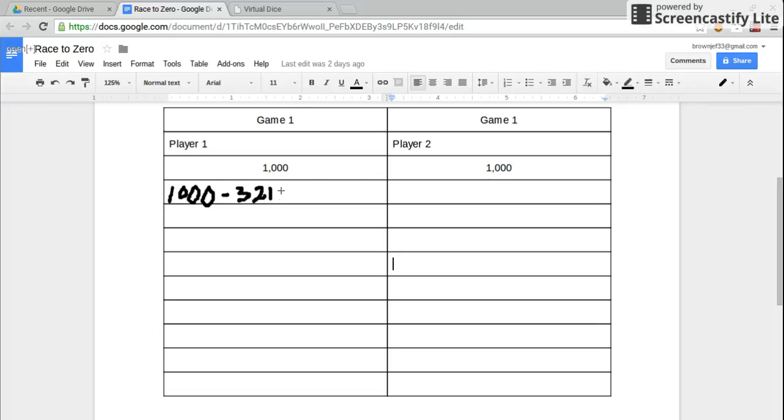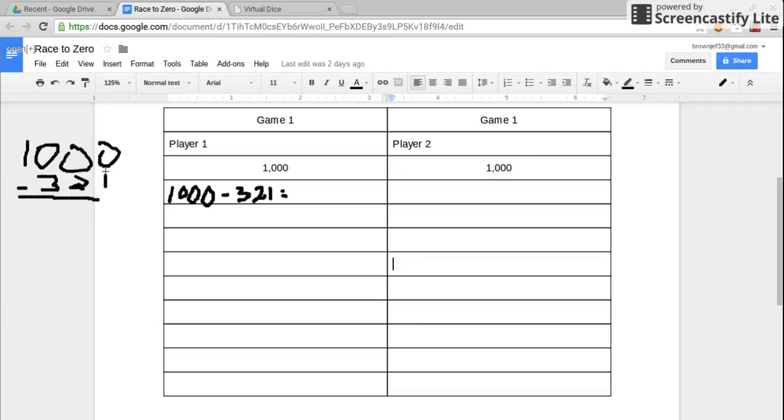Now, we will put our answer out here in just a little bit, but you should have another piece of paper where you would be working out this problem. So I would put 1,000, 321. There we go. Kind of a gimpy looking 2 there, but it'll work.